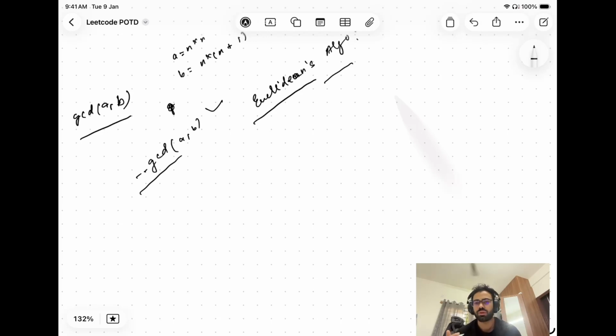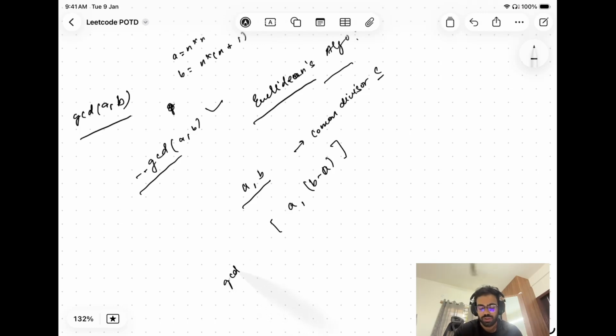First, let me tell one important property of GCD. See, right? If A and B are two numbers, both have a common divisor, C. Then can I say that GCD of A comma B will be same as GCD of A comma B minus A? Why? Because if A has a common divisor, I can write A as C multiply X, then I can write B minus A equals to C into some Y value. I take C common from both of these, right? I can definitely write this. Then I can say both have C common there.